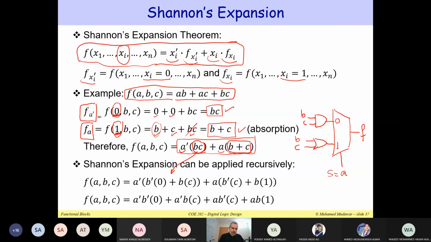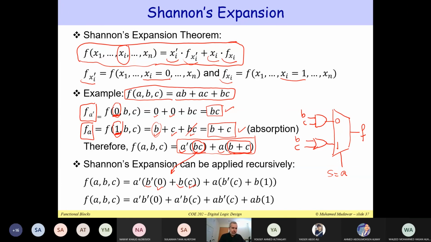So when b is equal to 0, you get 0 and c, so it's b prime and 0, which is 0. And when b is equal to 1, you get c, so it is b and c. So when b equal to 1, you get c, and when b equal to 0, you get 0.